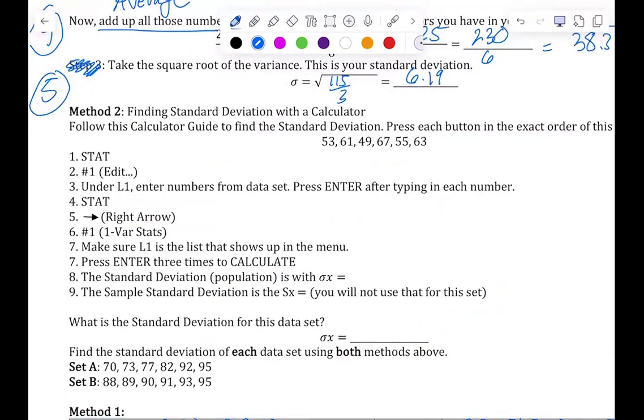You guys see the instructions in front of you. So I'm going to switch screens so you can see my calculator screen. And you can see what buttons I'm going to push. And you're going to do this with me.